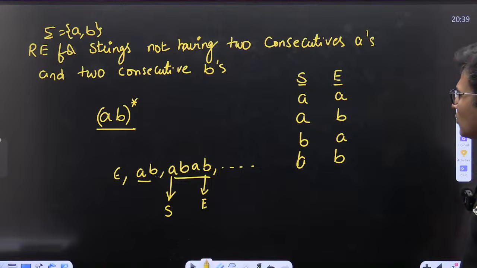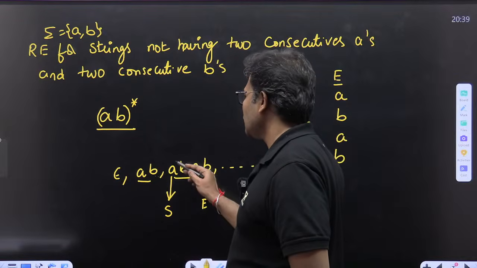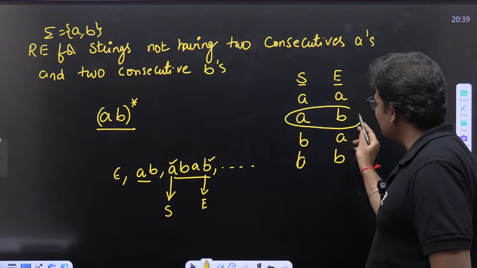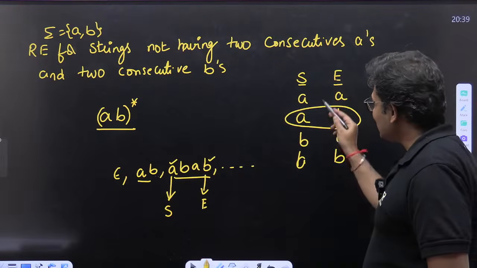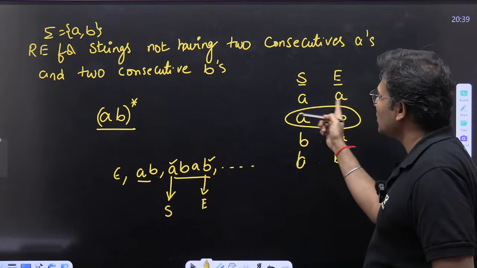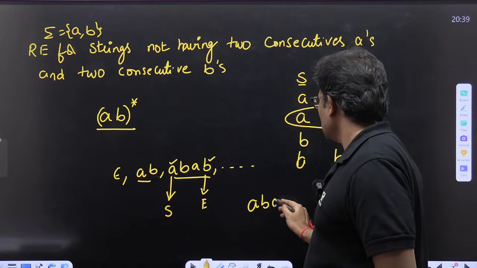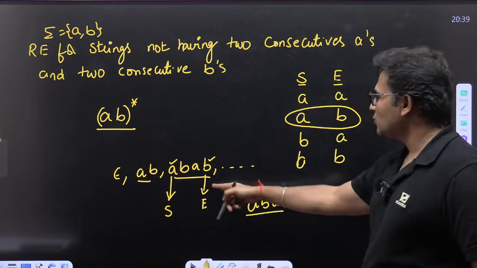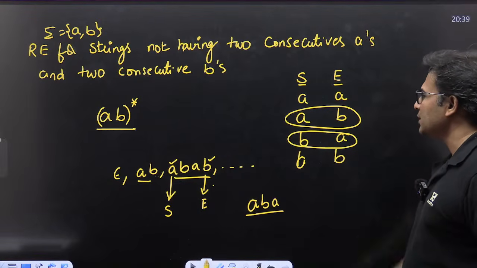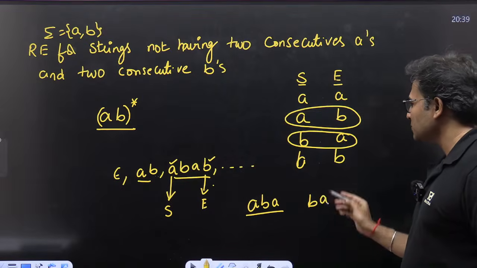Now, what is the problem here? This is generating only the strings which start with A and end with B, which means only this case is being handled. The other cases are not handled. Tell me a string which does not have two consecutive A's or B's. I can tell you ABA. There are no two consecutive A's or B's, but it will not generate it. Starting with B and ending with A, no consecutive A's or B's, BA.